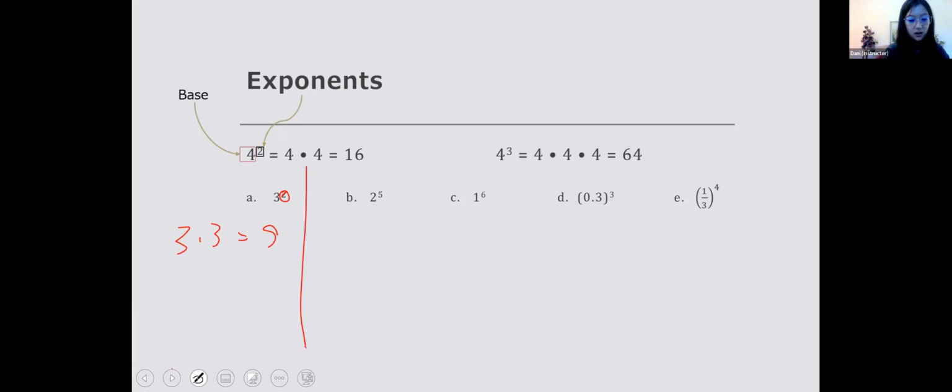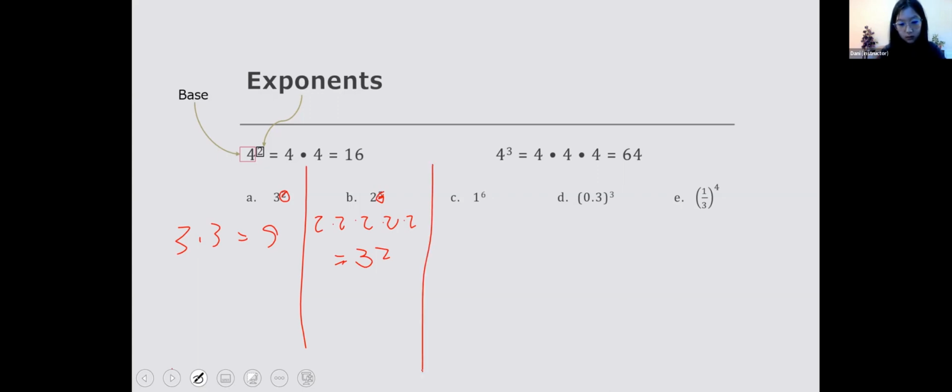And for B, it will be 2 times 2 times 2 times 2 times 2. And to save you from the calculation, we know that this is equal to 32. And again, we are multiplying 2 by 5 times because the exponent is 5.